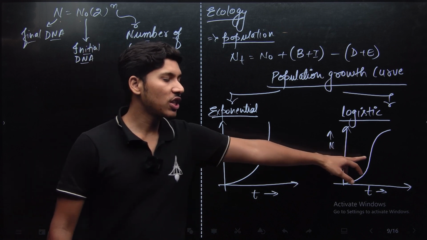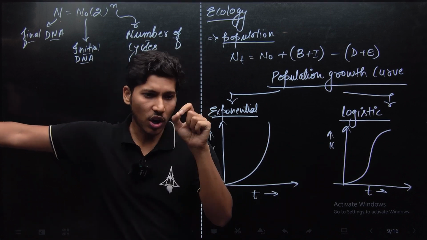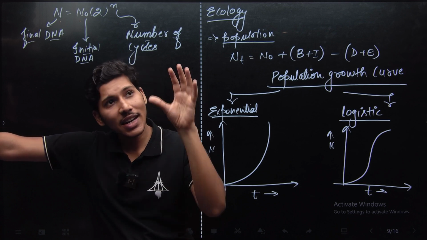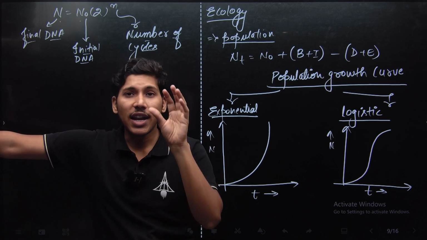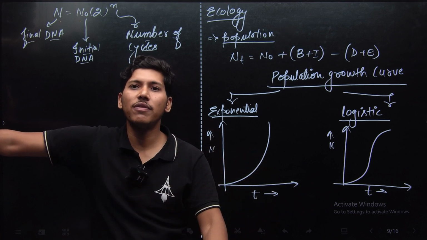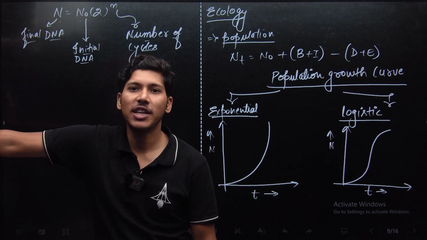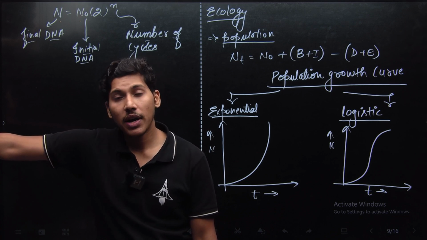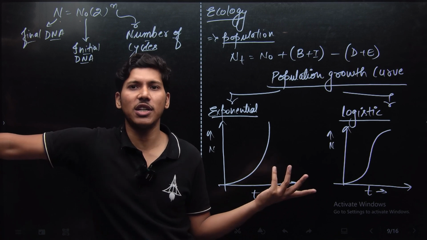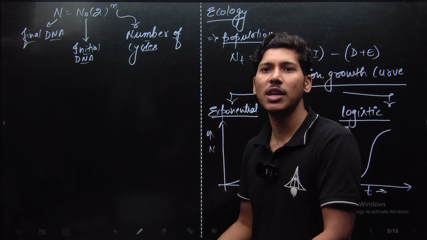Why is logistic growth more realistic? Because in logistic growth, we consider that the amount of resources present in our ecosystem is limited, which is a true statement. But in exponential growth, we assume that the resources present in the ecosystem are unlimited, which is not a true statement. It's a false statement, because the resources are always limited on this earth. This earth itself is a limited thing.